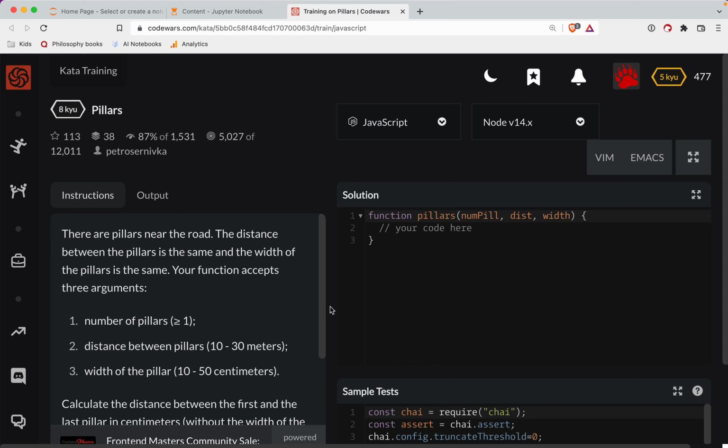Challenge. This one's a level 8. We're doing it in JavaScript. It's called Pillars. As always, there's a link to the challenge in the show notes. Try it out before watching the video.